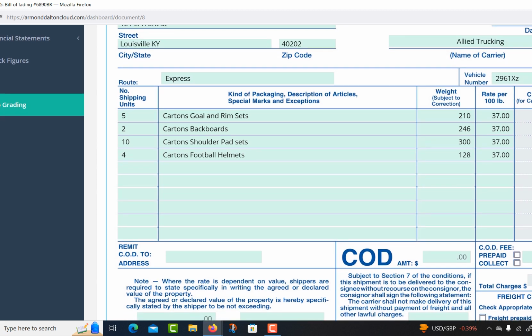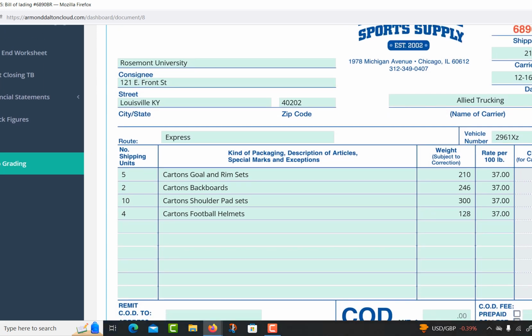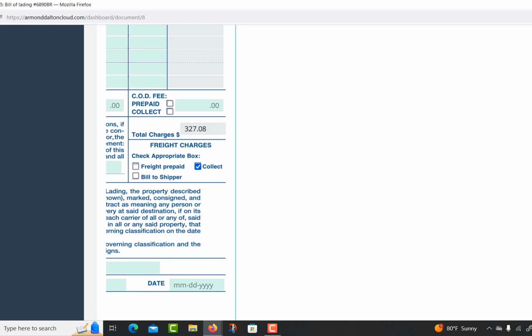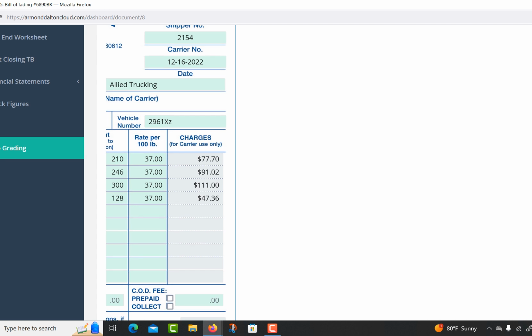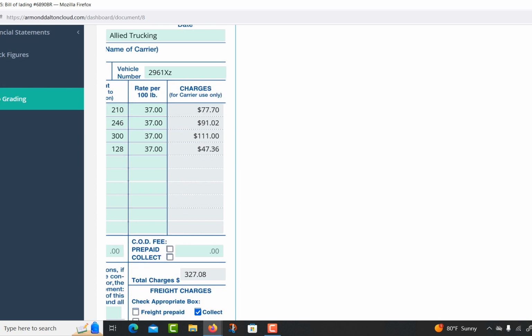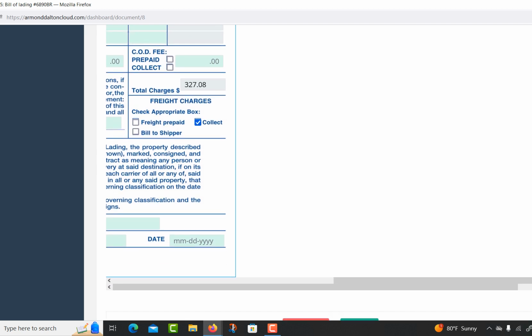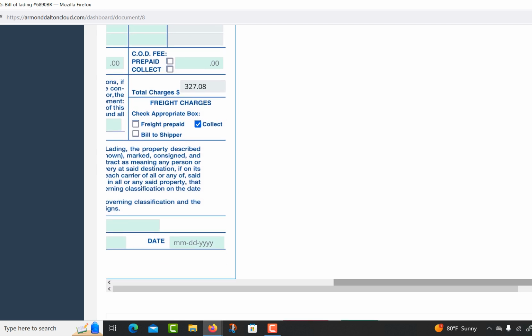You don't have to fill anything in about COD, but you do know that this shipment is going to be FOB shipper, or FOB shipping point. So we are not going to pay for this, the customer is. So freight charges, bill to shipper, prepaid or collect. When we're saying collect, we're talking about they're going to have to collect from the customer.